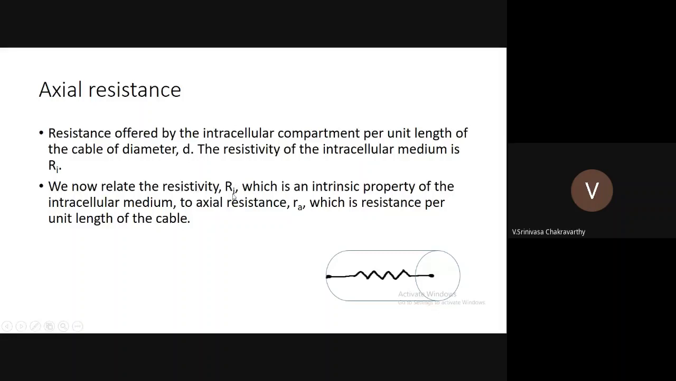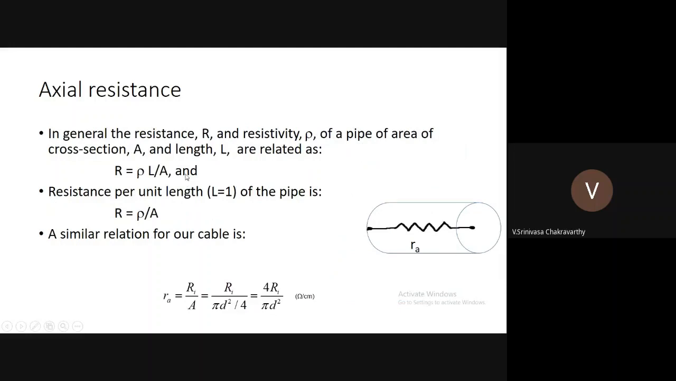So this resistivity Ri, which is an intrinsic property of the material of the internal material, the intracellular medium of the cable, we relate this to the axial resistance R sub A, which is a resistance per unit length of the cable. So how do we do that? So we know from your high school electric circuit theory that resistance is equal to rho L by A. Rho is the resistivity, R is the resistance, L is the length, and A is the cross-section area. So if you take a cable of length L equal to 1 unit length, then it will simply be rho by A. Okay, only thing is here we'll use the notation Ri instead of rho.